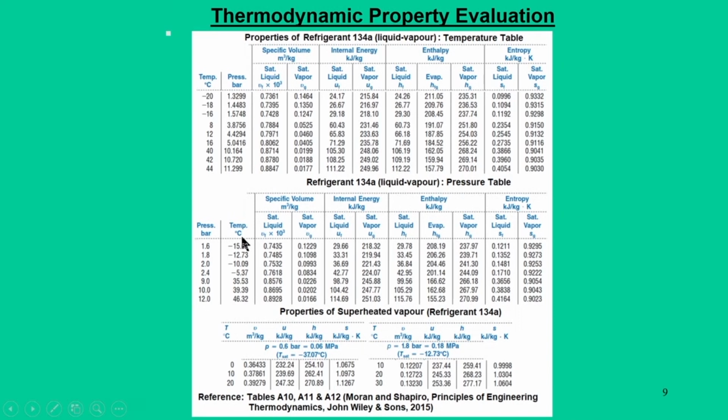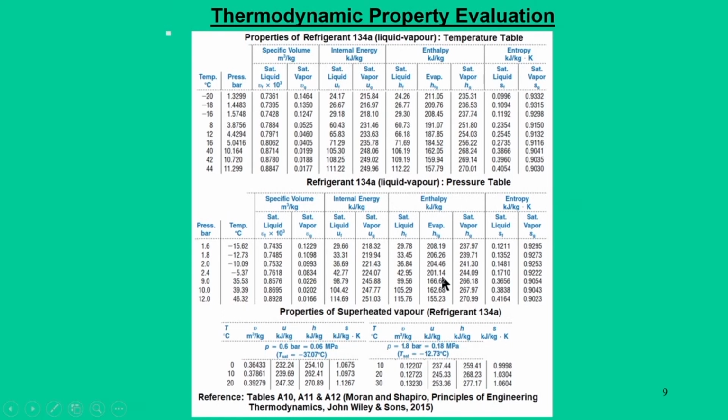The other variant is, if you know the pressure, like the condenser pressure or evaporator pressure, then you can use the pressure table, and from it the corresponding saturation temperature is known. Exactly in a similar manner we can get specific volume, internal energy, enthalpy and entropy. This is how the properties are evaluated within the dome, meaning the saturated liquid, saturated vapor, or in some cases we say dryness fraction.